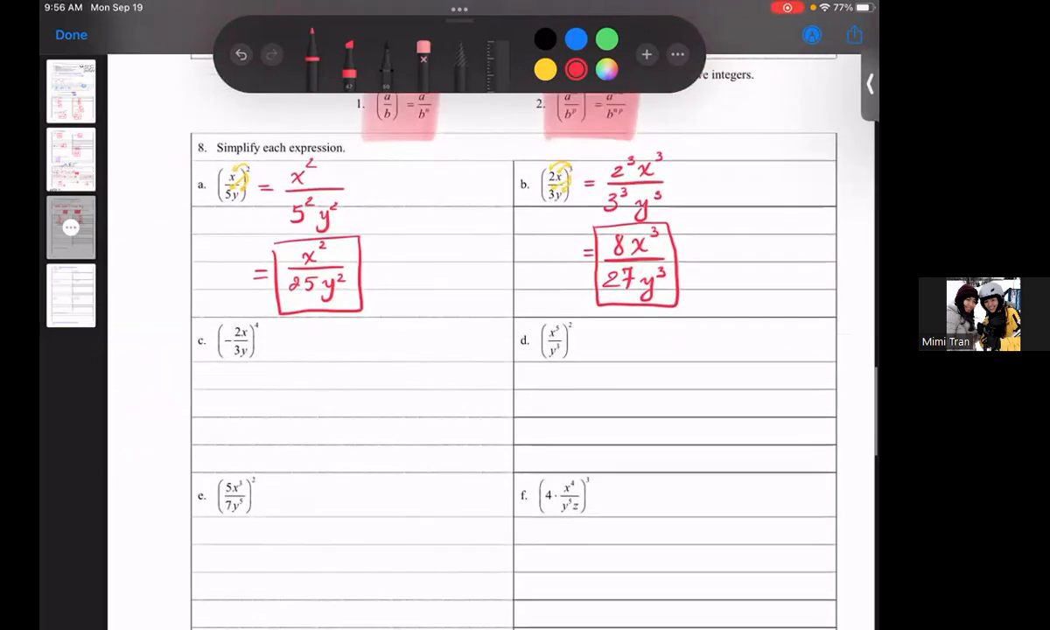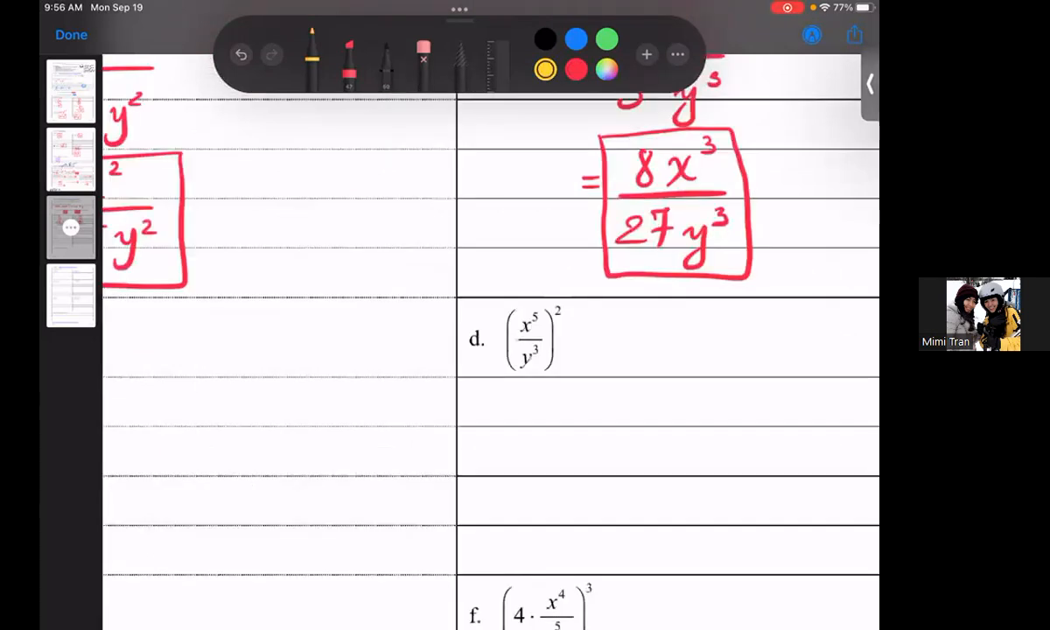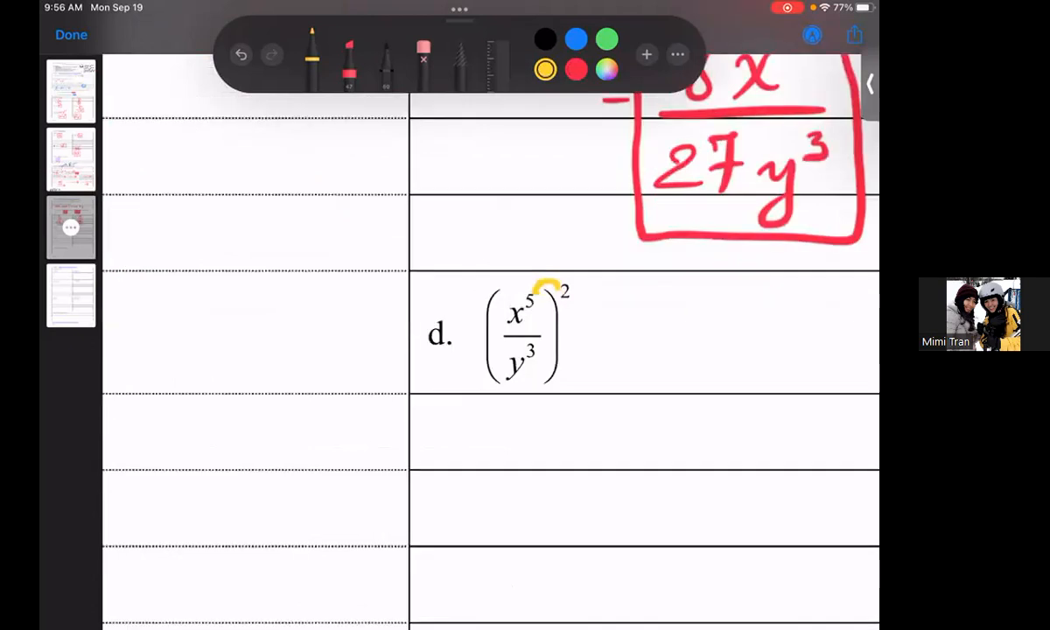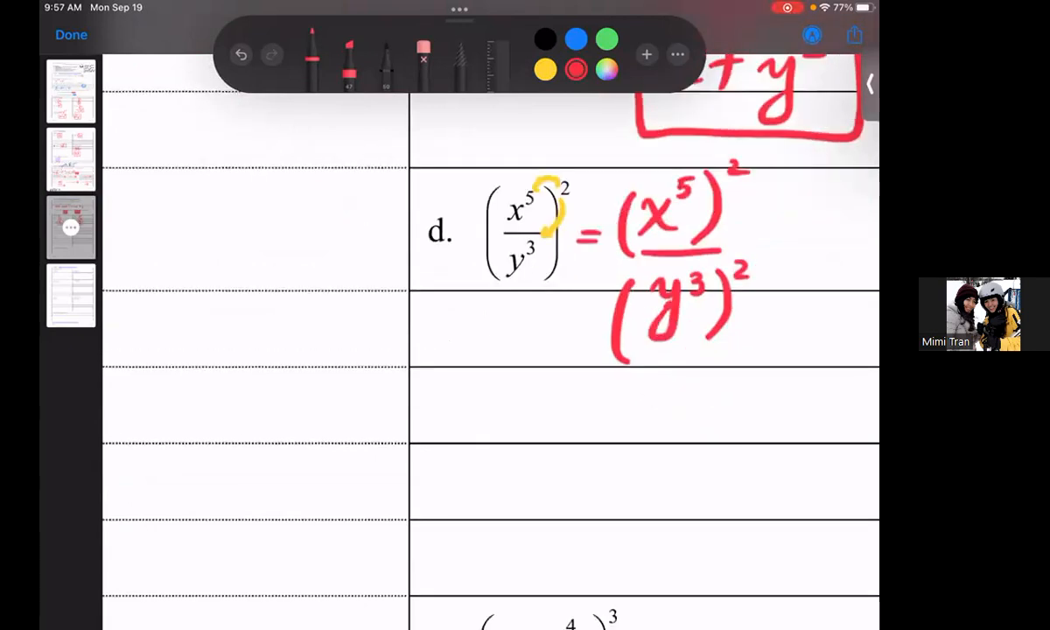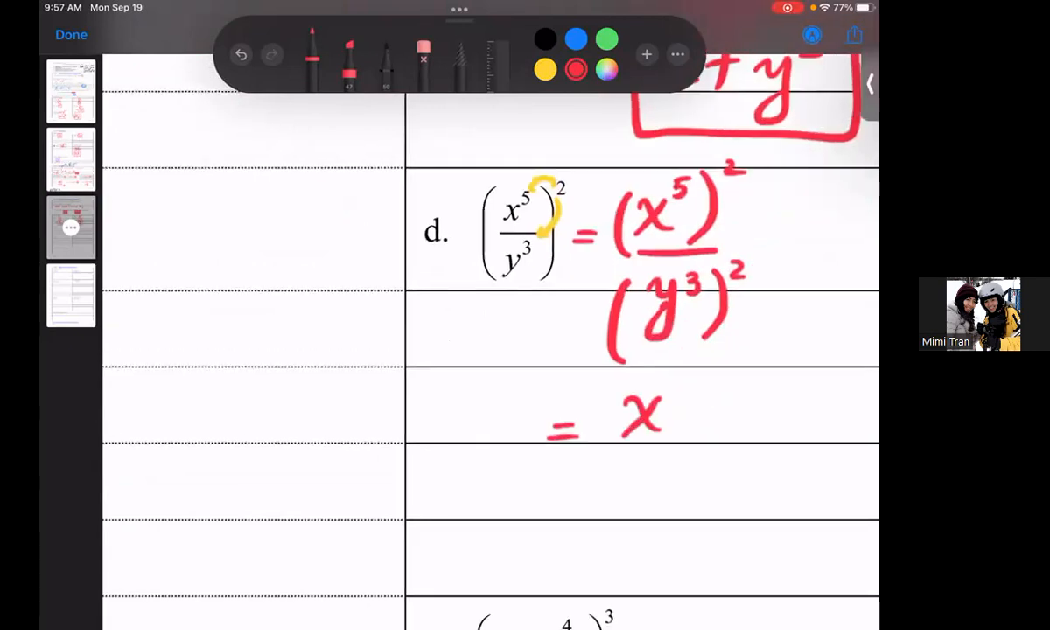D, again, you distribute that 2 into each of these. And then you multiply, you don't add. Remember the power rule? If you have multiple same bases, you add, but if you only have one base, you multiply. So x to the 10. Actually, I'll do it like this. I need one more step for you. X to the 5th squared over y cubed squared. And then x to the 10 over y to the 6.